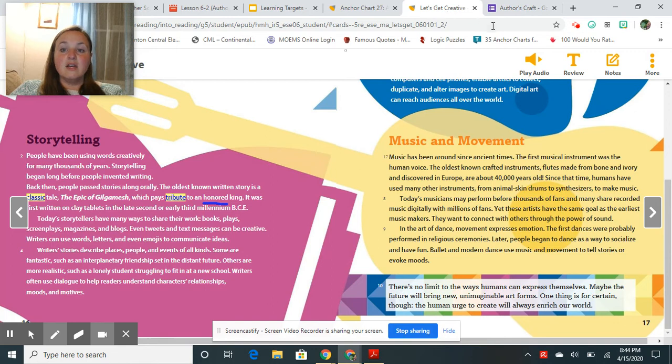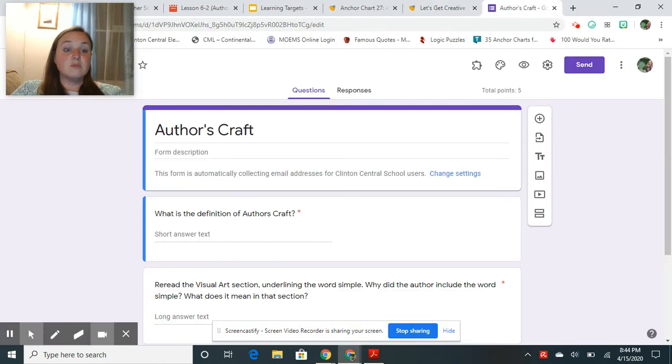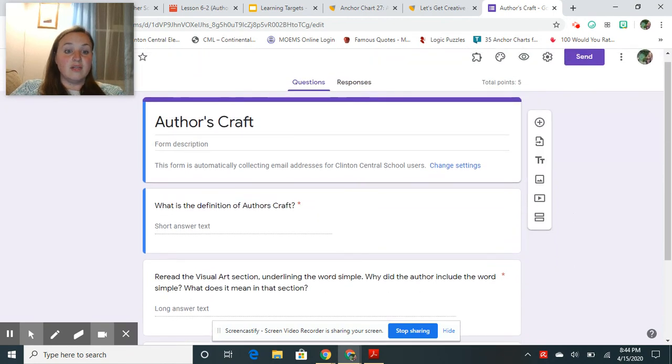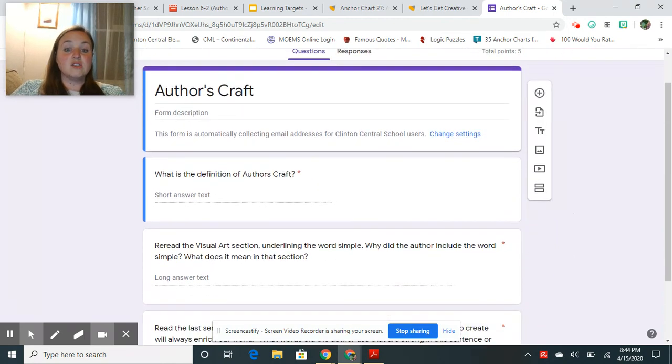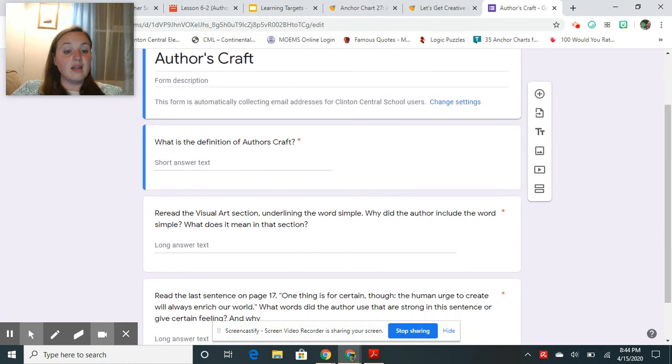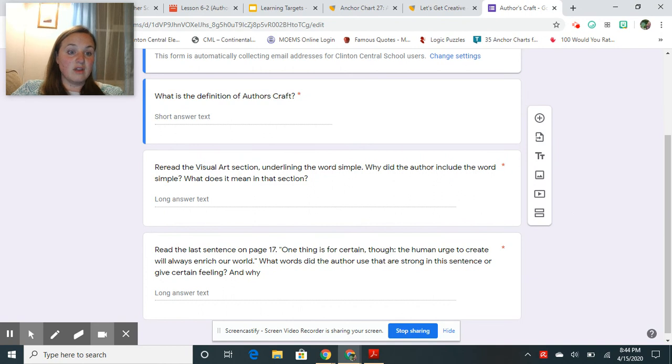And then you're going to answer some questions using this Google form, which is all about the author's craft. So you'll have 3 questions to answer after you've annotated and you've reread the story. It'll give you specific instructions where it says short answer text, that can be 1 or 2 sentences. The long answer text, that should be a paragraph that you're writing because you're going back and you're using specific examples to support your answer.